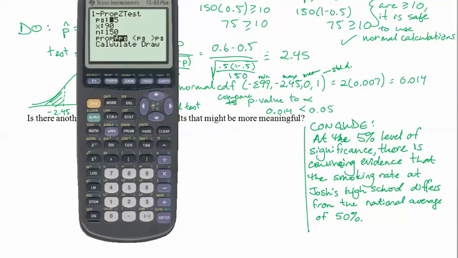And then here you can see for proportion you can choose not equal to P naught, less than P naught, or greater than P naught. So this is two-sided, so we're taking not equal to. And you can see we can choose between calculate and draw. So I'll show you both of those.